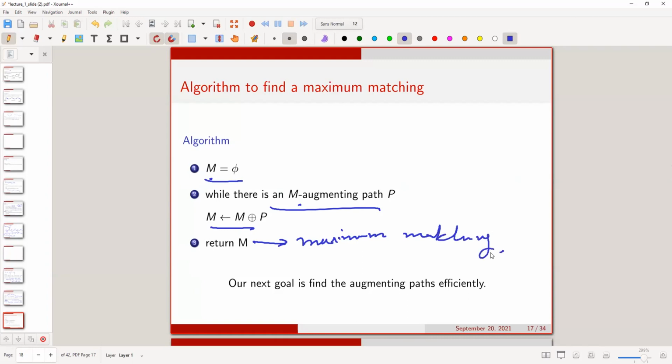Okay. So what is our next goal then? What should be our next goal? Our next goal should be how can we find these augmenting paths efficiently?